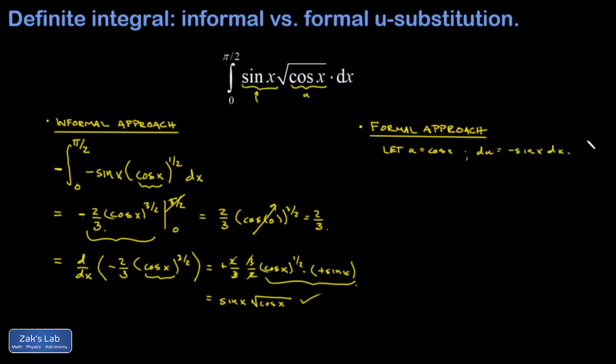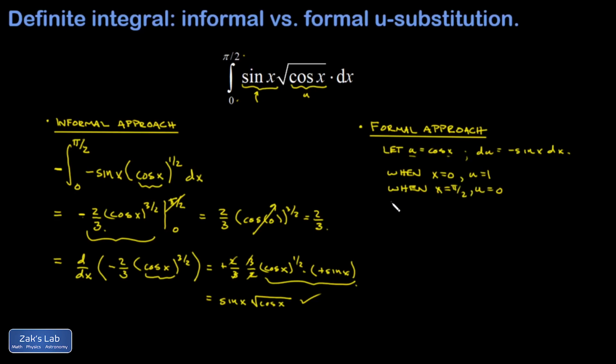And I'm going to transform the limits of integration in this problem. Now, you could transform the whole antiderivative back in terms of x and go from x equals 0 to x equals pi over 2 at the end. I just wanted to illustrate how you can transform the limits of integration as an alternative. So when x is equal to 0, u is cosine x, so cosine of 0, and that's just 1. And my upper limit, when x is equal to pi over 2, u is the cosine of pi over 2, which is 0.